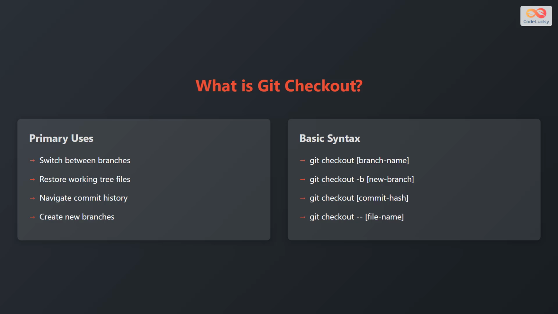Now let's look at some basic syntax. To switch to an existing branch, you would use git checkout followed by the branch name. To create a new branch and switch to it, you use git checkout with the -b flag followed by the new branch name. If you want to navigate to a specific commit, you can use git checkout followed by the commit hash. And finally, to restore a specific file, you use git checkout, --, and the file name.